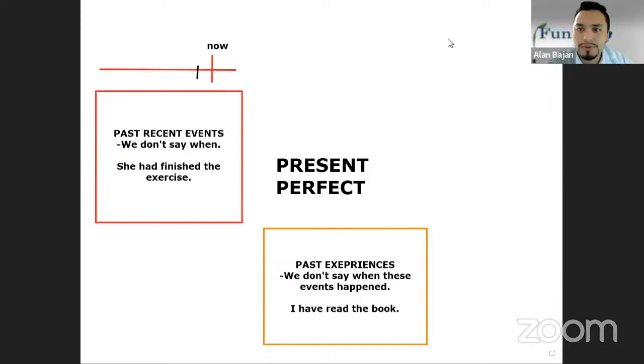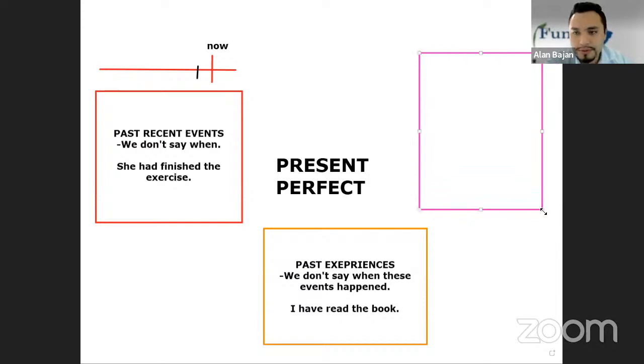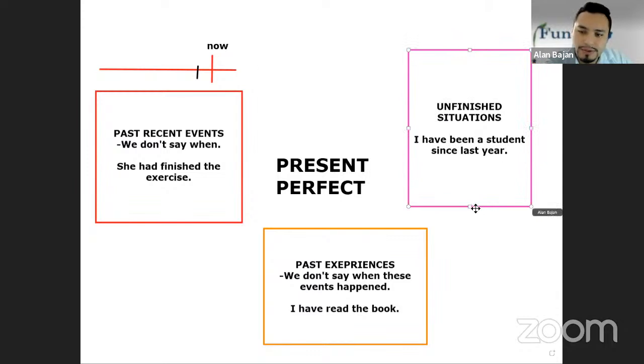And also we use present perfect for unfinished situations. For example, I have been a student since last year. So that means that you continue being a student. So this is an unfinished situation. Three usages of present perfect.